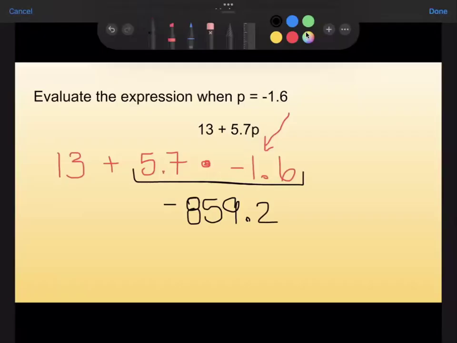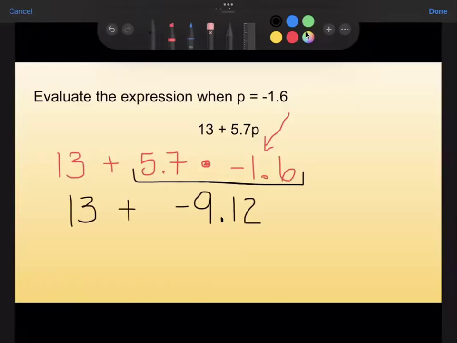859.2. Okay, I'm going to double check that because that just doesn't seem right. Let's try that again. 5.7 times negative 1.6. Oh yeah, that was way off. Okay, now let's try it this way. Instead, I got negative 9.12. Now I'm going to bring down that 13 plus and put that right here.